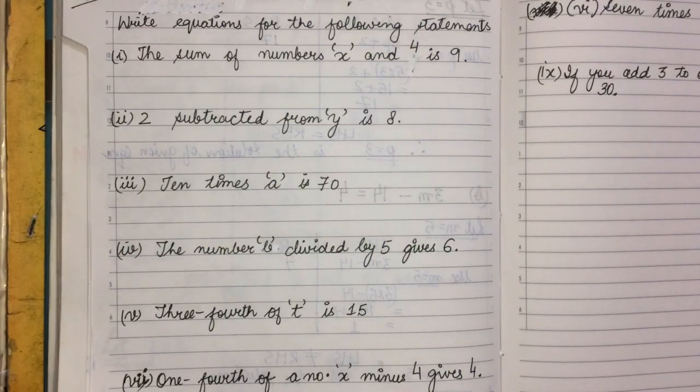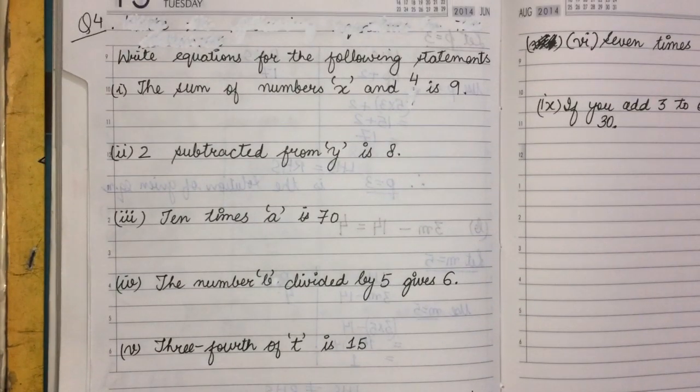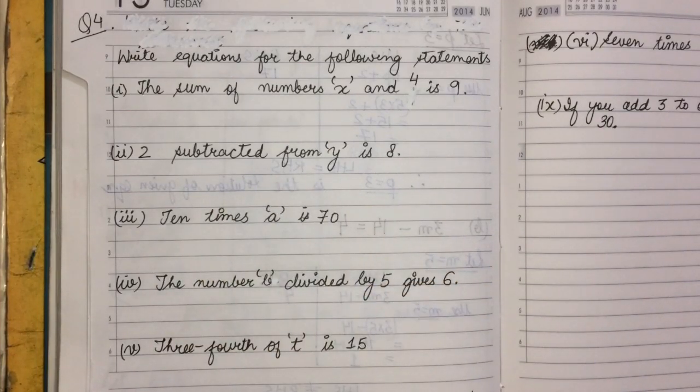Next question of the exercise is question number 4. You have to write down the equations for the following statements. So you have been given some statements in English. You have to write them in mathematical form. So you will be using the signs of addition, subtraction, multiplication, division, and you will express this statement given in English in mathematical form. Remember a few rules.